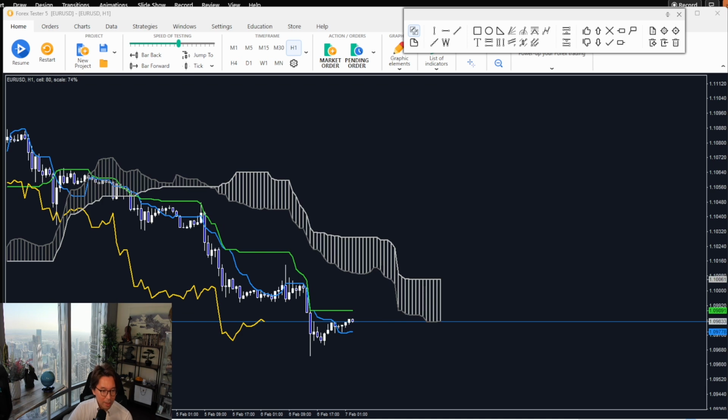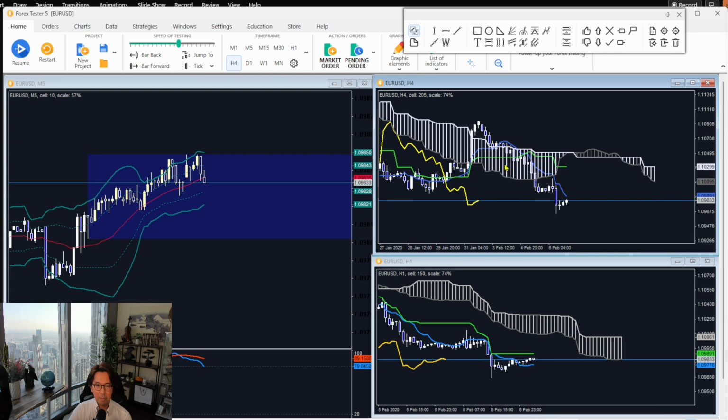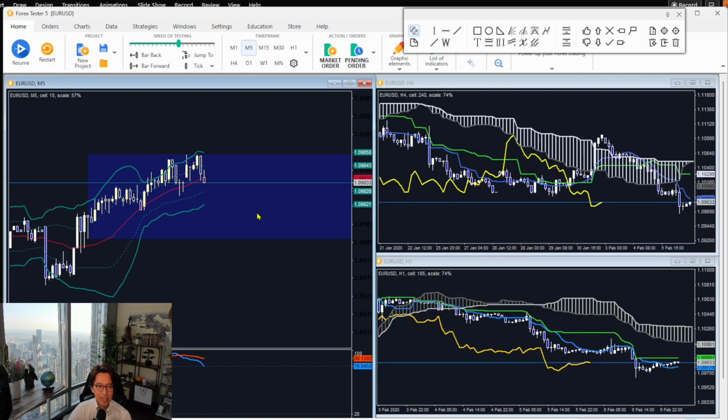So now let me split the window into 3, and on the upper right, I put the 4 hour, on the lower right, I put 1 hour, and on the left, I put 5-minute time frame to look for entry and exit timings. So now let me move the candles one by one based on 5-minute.